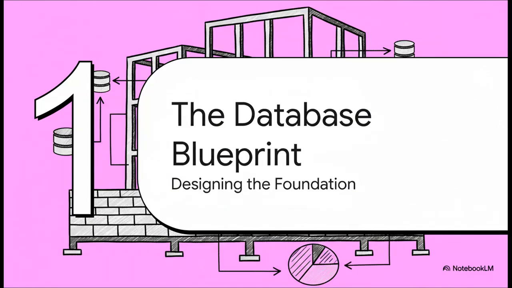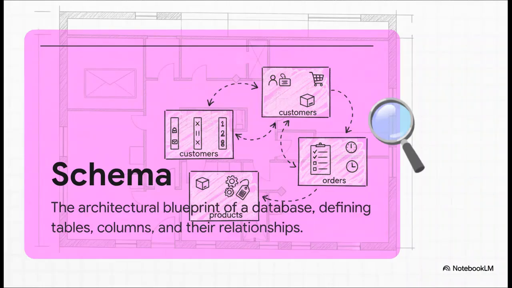Okay, so let's start where every single great project does, with the blueprint. This is without a doubt the most important phase. I mean, if you get the foundation wrong, the whole building's going to be wobbly, right? In the database world, we call this blueprint the schema. So what is a schema? It's literally the architectural plan for our data.